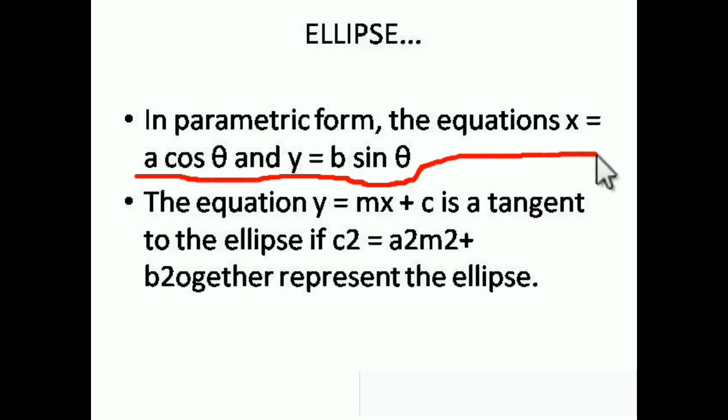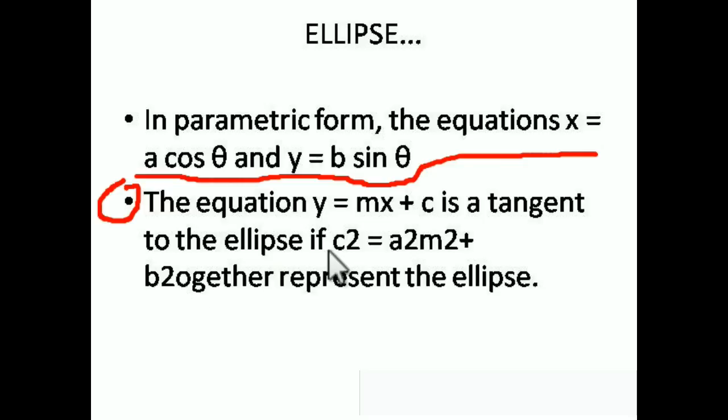Now, there are two most important things which we have to remember, which you don't cover in your boards. This is the first one: the line y is equal to mx plus c is a tangent to the ellipse if c square is equal to a square m square plus b square, okay? So we have to remember this condition.